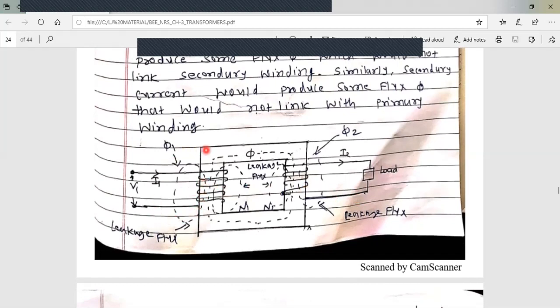So there is some leakage flux. This phi 1 is indicated as a leakage flux. Same way, for the secondary winding, all the flux can't link with the primary winding. So here phi 2 is indicated as a leakage flux. So in a practical transformer there is leakage flux because all the flux generated by the primary winding cannot link with the secondary winding. So these three are the main aspects of a practical transformer.